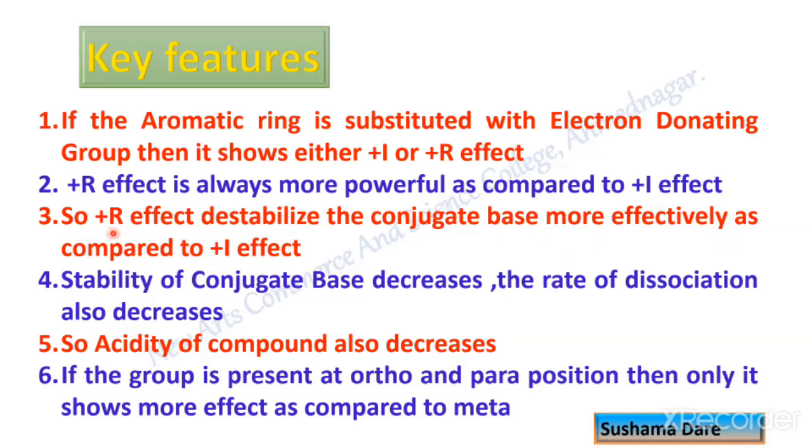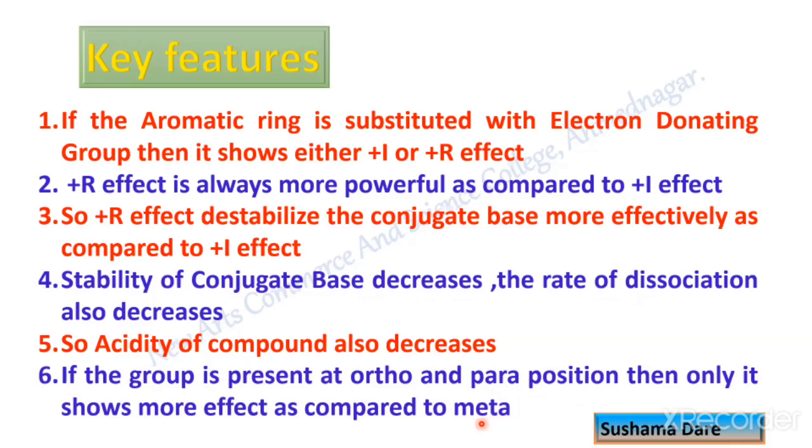Because of the electron donating inductive effect or resonance effect, the localization of charge increases instead of the delocalization. Because of the localization of charge, the conjugate base is unstable. So the stability of the conjugate base decreases, the rate of dissociation also decreases, hence the acidity of the compound also decreases. The last factor is the same as we discussed in the previous slide, that is, if the group is present at ortho and para position, then only it shows more effect as compared to meta.